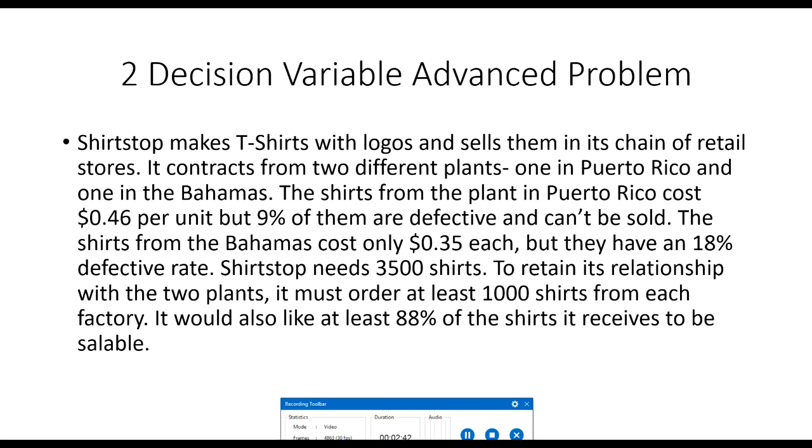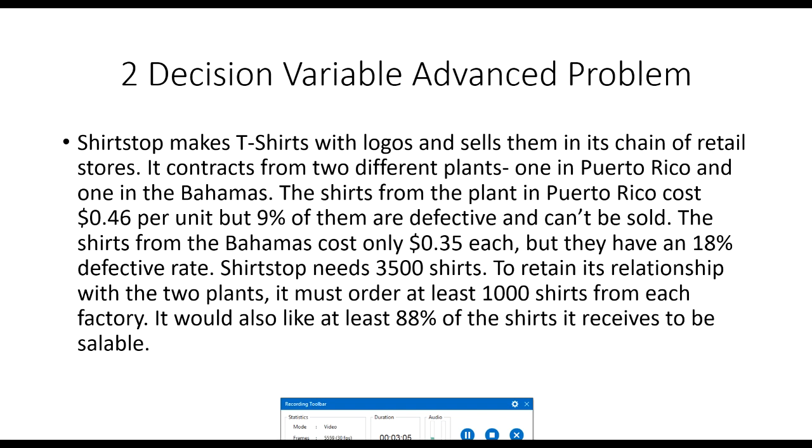Shirtstop needs 3,500 shirts to retain its relationship with the two plants. It must order at least 1,000 shirts from each factory. It would also like at least 88% of the shirts it receives to be saleable. So, we must begin interpreting this question.